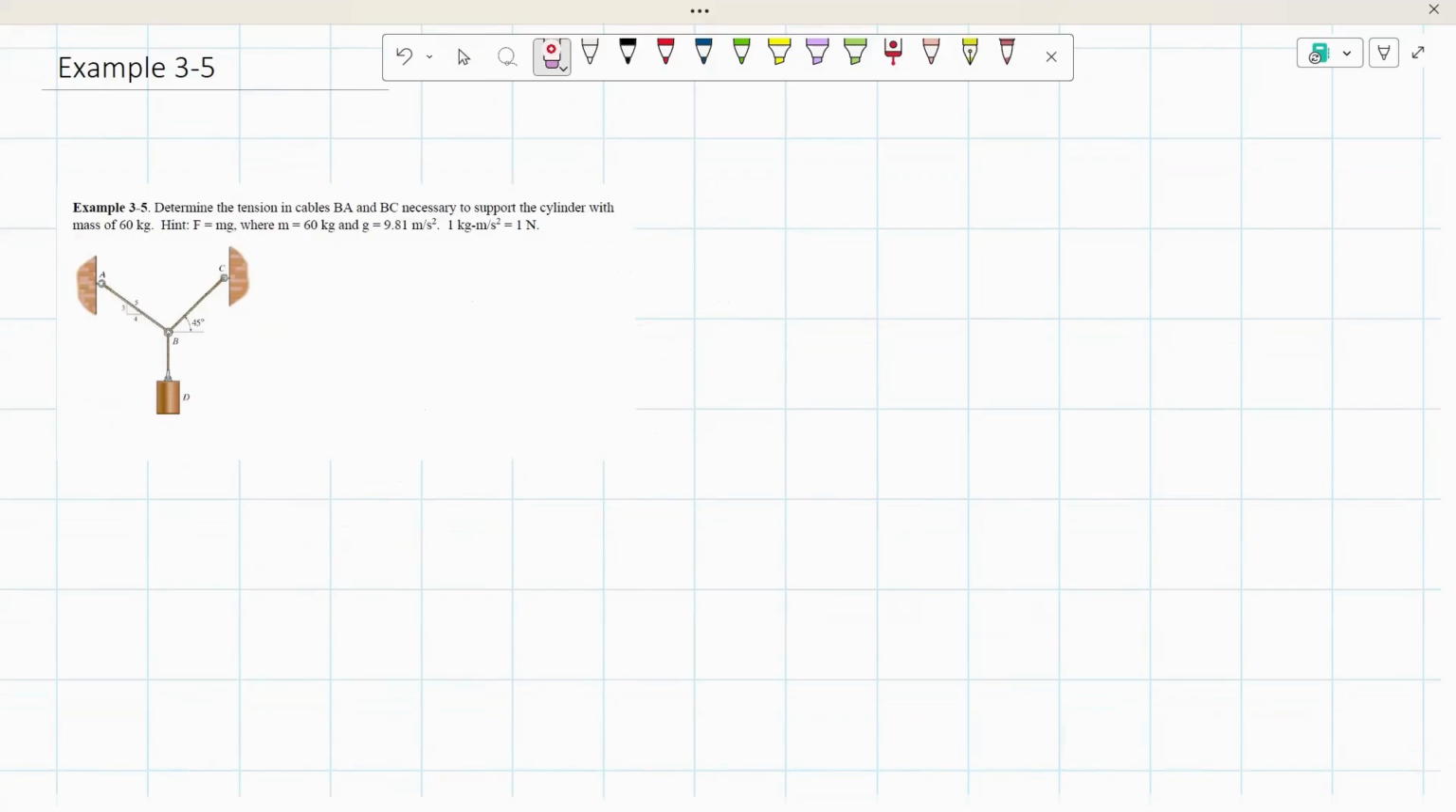Hello everyone, today we're going to be working on example 3-5, and this example is asking us to determine the tension in cables BA and BC, which are right here. Cable BA is this and BC right here, necessary to support the cylinder, which is right here, with a mass of 60 kilograms.